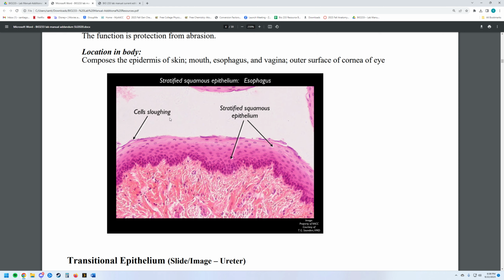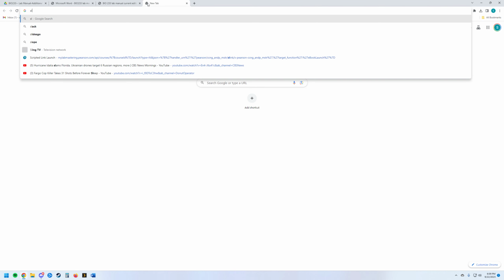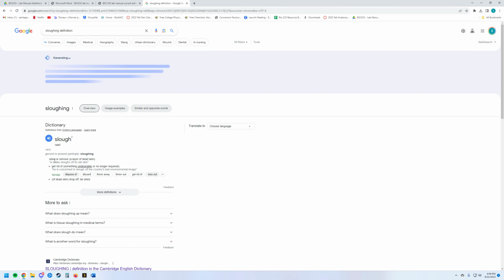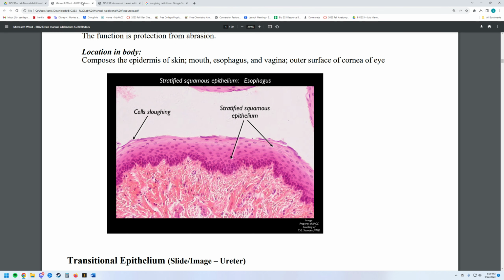Sloughing. I don't even know what that is. What is sloughing? Shed or remove. It's sloughing. That's my new word of the day. Let's go.